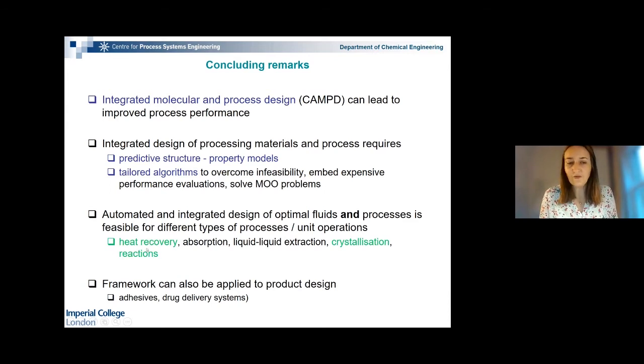So I've shown you today heat recovery, crystallization, and reactions. We've also done work on absorption and liquid-liquid extraction. And on crystallization, we've also looked at the integration with washing and isolation, so looking at the whole chain together. And currently we're working to extend that to reactions as well, to minimize the amount of solvent use and solvent swaps. The framework that we have developed can also be applied to product design, and we've worked a bit on adhesives and drug delivery systems, in particular polymers for drug delivery in this area.